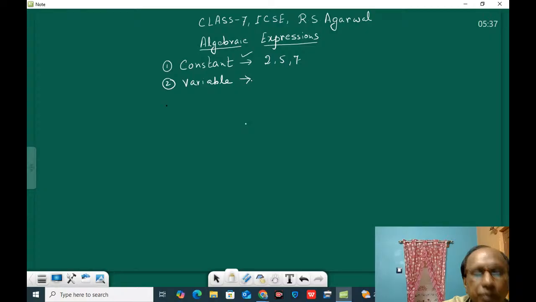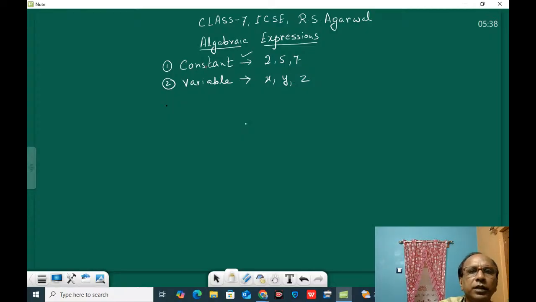And what is a variable? A variable is a symbol which takes on various numerical values. That means this value is not fixed. Suppose x is a variable, or y is a variable, z is a variable.